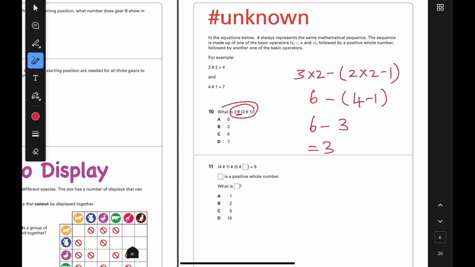Okay, so let's find the first one. 3 times 2 minus bracket 2 times 2 minus 1. Wherever there is a hashtag, I just wrote the sequence, as you can see. So 3 times 2 is 6, minus 4, since 2 times 2 is 4 minus 1, is 3. So 6 minus 3 is 3. Our answer is B.